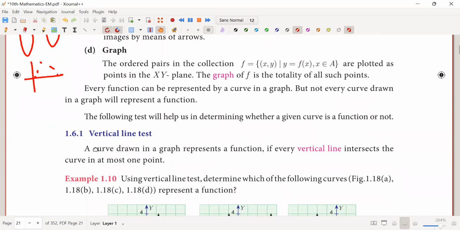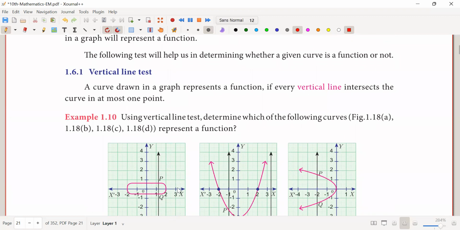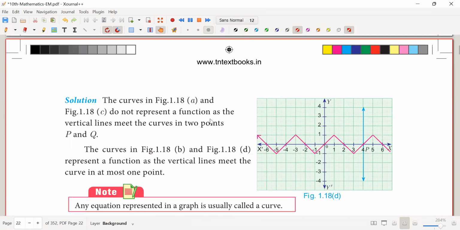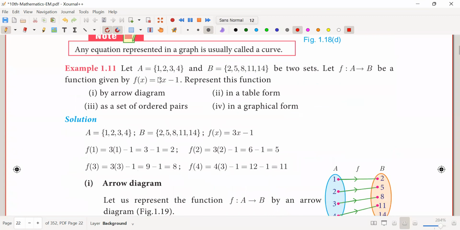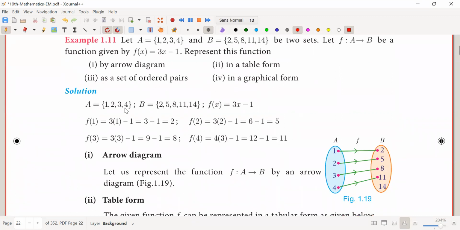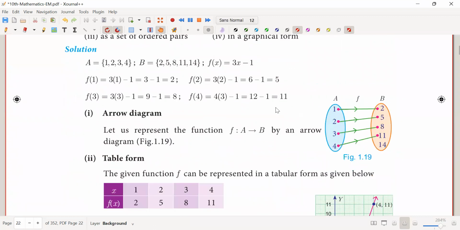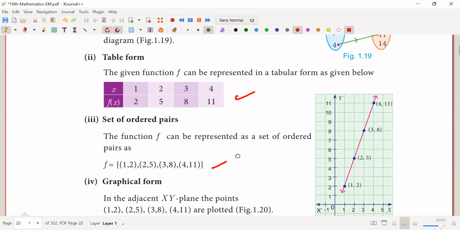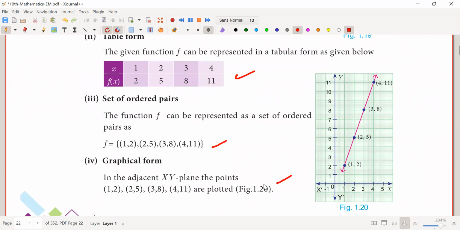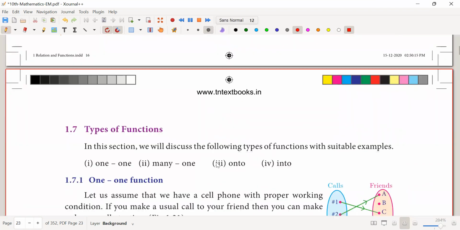And vertical lines. If you put a vertical line on a graph, what shape would you be getting, and how many values of X, or how many values of Y, would you be getting? We'll be going through this and just showing you what it is. For this, they're given a function 3x minus 1. So applying 1, 2, 3, and 4, you'll be getting the values. After getting that, you'll be putting it in arrow diagram, tabular form, set of ordered pairs. You have already done the A cross B and the same application, right? Then types of function.